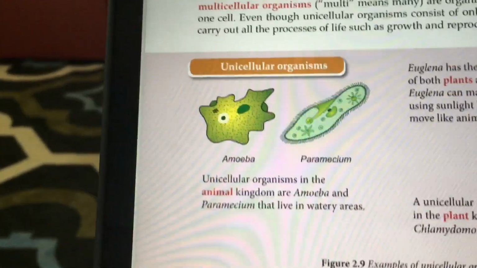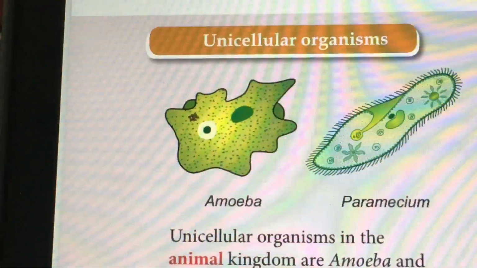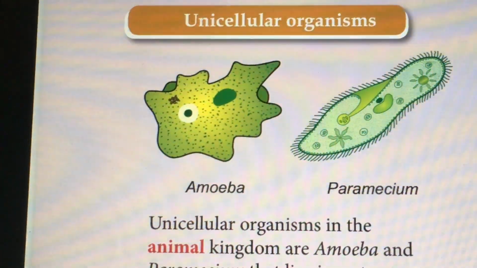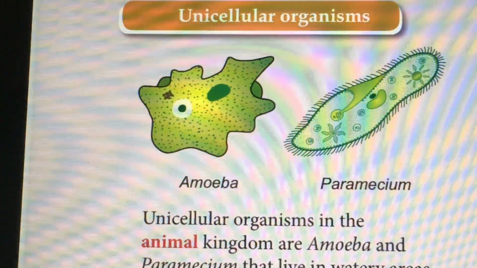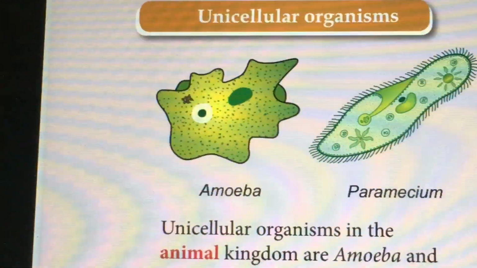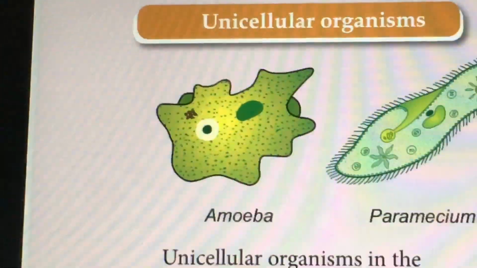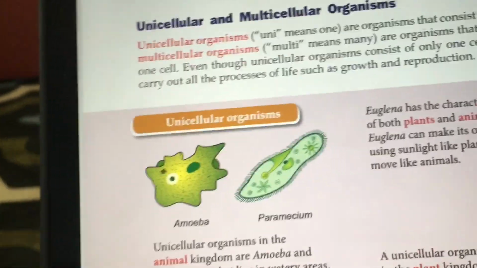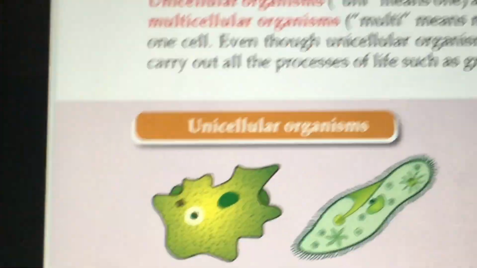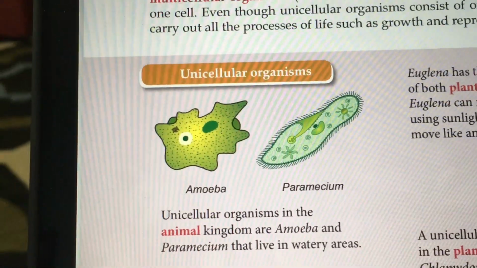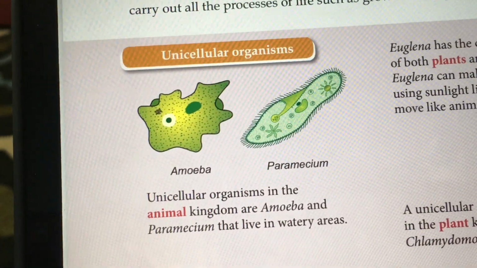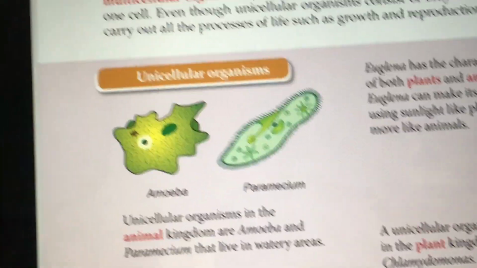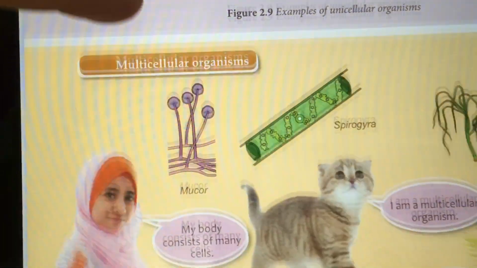The amoeba that you see here is very similar to the cheek cells you observed in the lab, right? Nampak serupa saja dengan cheek cell, sel pipi yang kamu lihat di dalam makmal. Tapi sel pipi di dalam makmal tu dia bukan unicellular. Why? Because it comes from us, humans. Okay, kita manusia, kita bukan unicellular, kita multicellular.